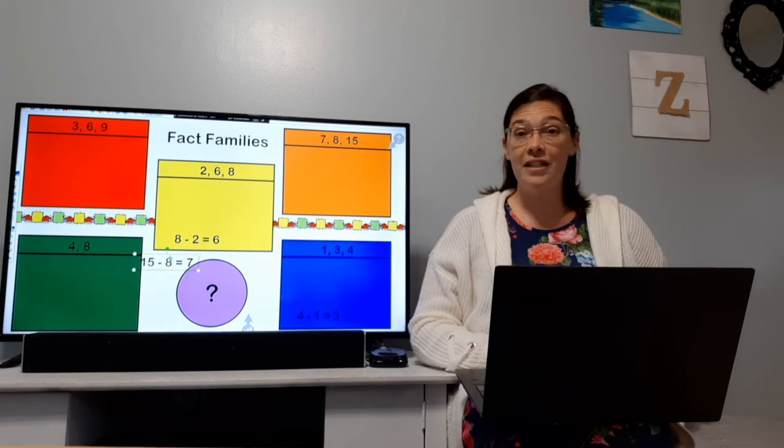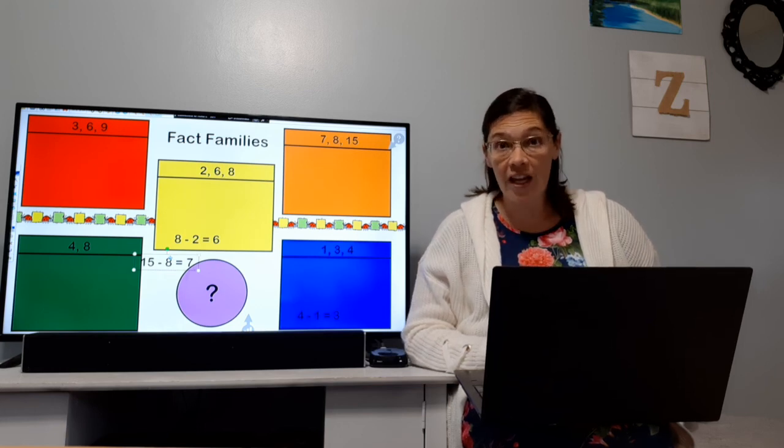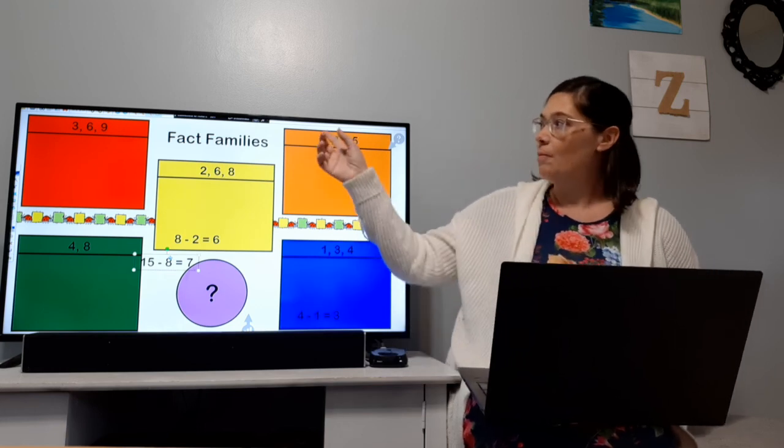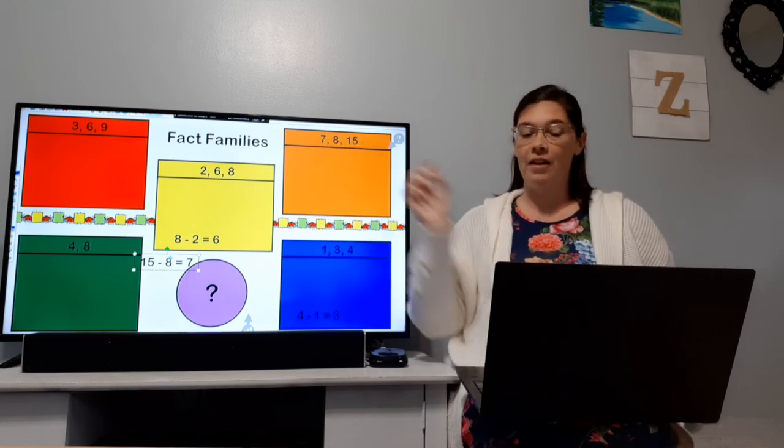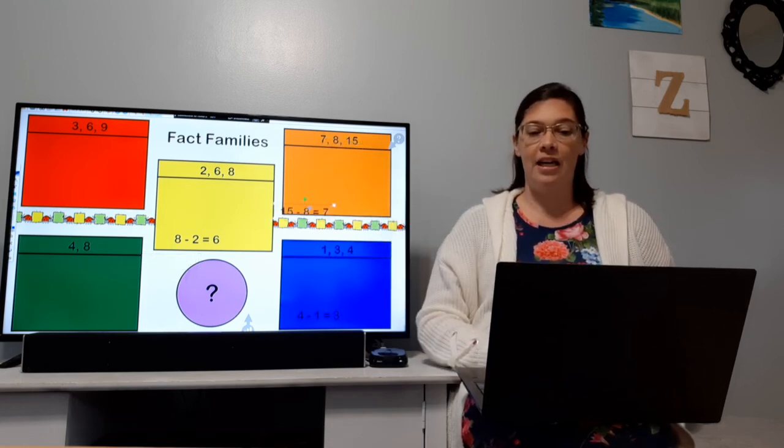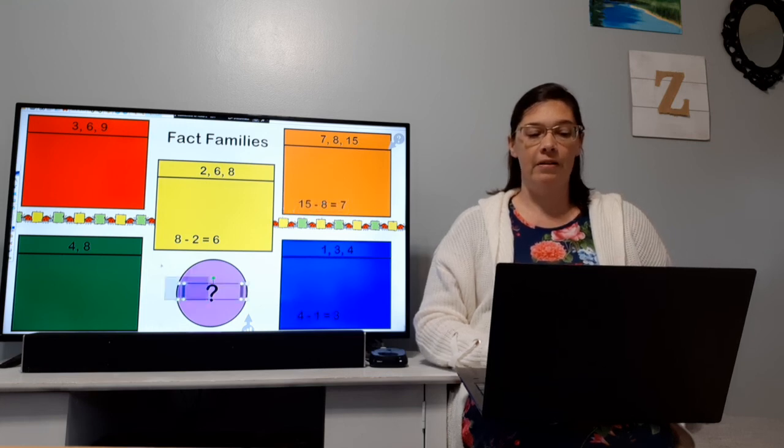Oh, wow. 15 minus 8 equals 7. That's a really big one. But we see the 7 and the 8 here and the number 15. So we know that 15 minus 8 equals 7. That's from that fact family. Okay, let's pull out another one. Oh, there's a bunch of them.